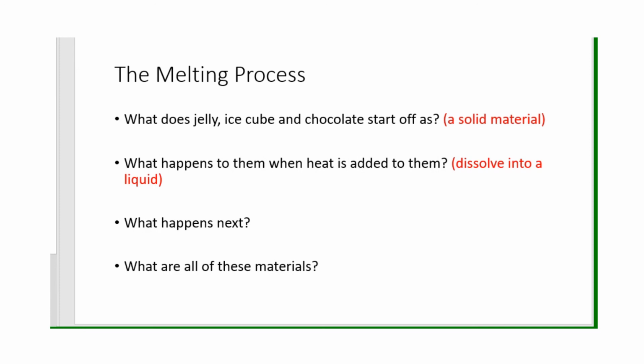So that's what we've said. Look, what does jelly, ice and chocolate do? It starts off as a solid. And what happens to them when heat is added? They dissolve into a liquid. What are all these materials? They are reversible. Can you say that? Reversible material. That means they can go back to their original shape.